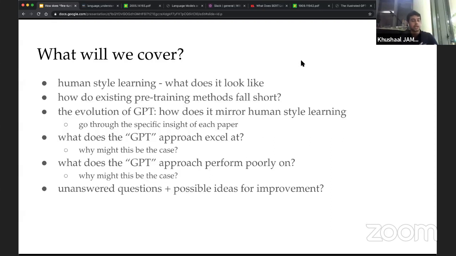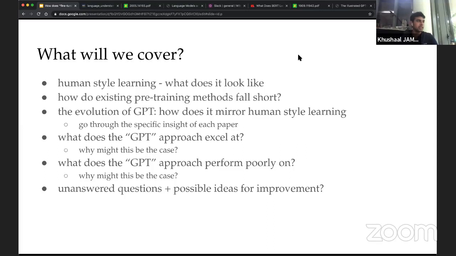So first, we'll explore how humans learn to perform certain tasks using natural language. We'll take a look at how existing pre-training methods and approaches fall short. We'll touch on a couple points that were mentioned during the discussion of Brian's presentation. And then with those in mind, we can finally get into the GPT family. We'll look at the evolution from 1 to 3, and then we'll look at what it's good at, what it's bad at, and implications, further improvement, and so on.